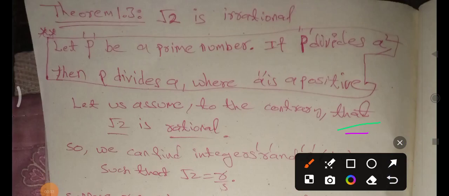Theorem 1.3: root 2 is an irrational number. Definition: let p be a prime number. If p divides a square, then p divides a, where a is positive.